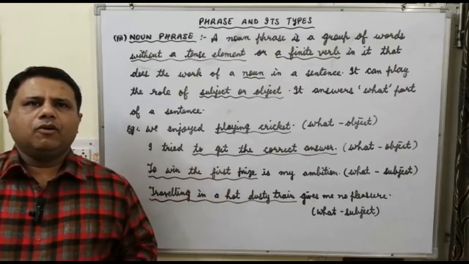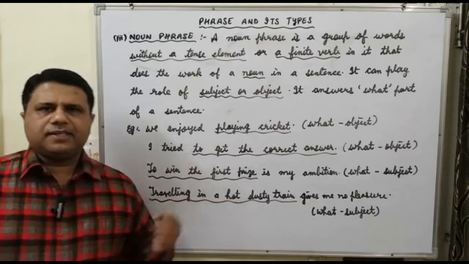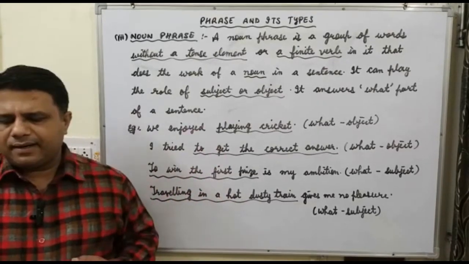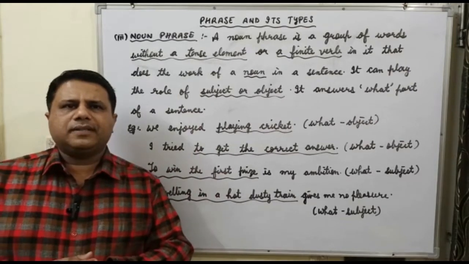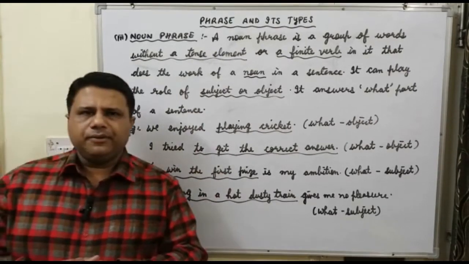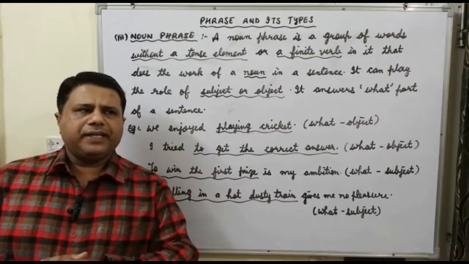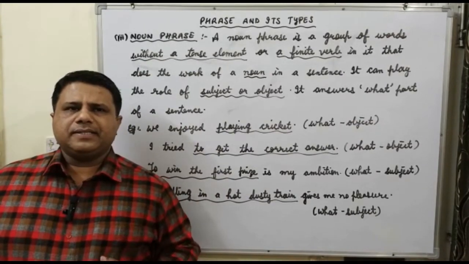What gives me no pleasure? Traveling in a dusty train. So these are the four examples of noun phrase. I hope the three types of phrases are clear to you. Definition of phrase and three types of phrases are done.